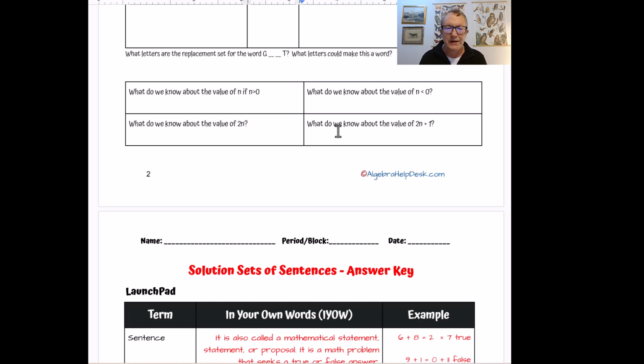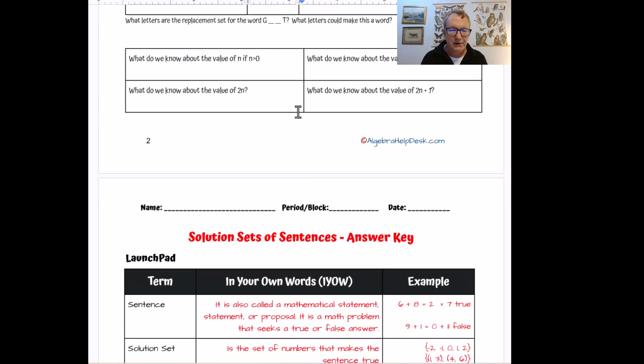What do we know about the value of n if n is greater than 0? Well, we know it's positive, right? But we want to encourage mathematical conversations.